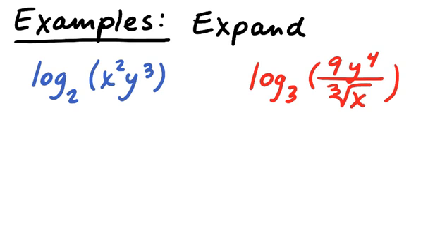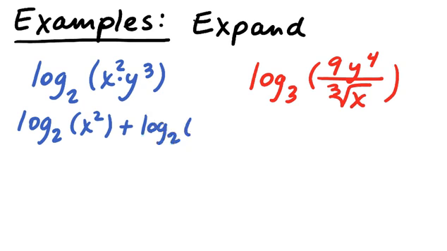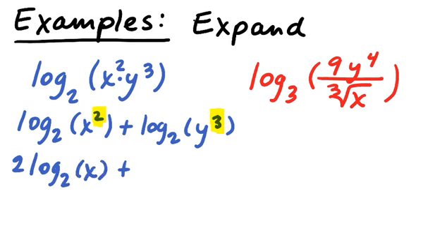Okay, so what I'm going to do is, I see that I've got x squared times y to the third, and products go to sum. So I'm going to say that's log base 2 of x squared plus log base 2 of y to the third. And then I see these exponents here and there, and I can use the property where I swing those exponents around the front. So that becomes 2 times the log with base 2 and argument x, plus 3 times the log with base 2 and argument y. And that is as expanded as it could be.